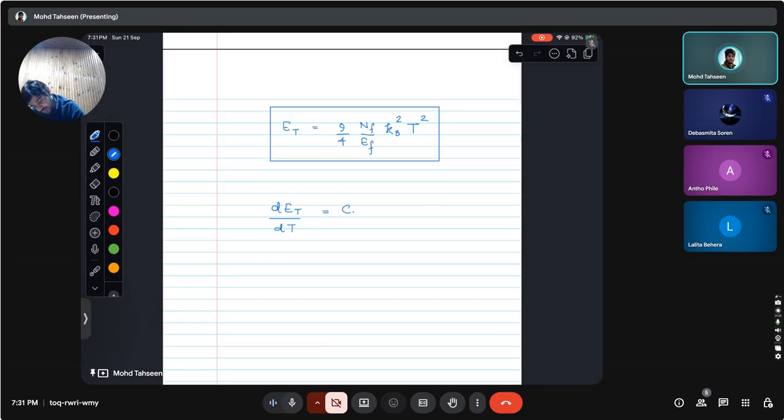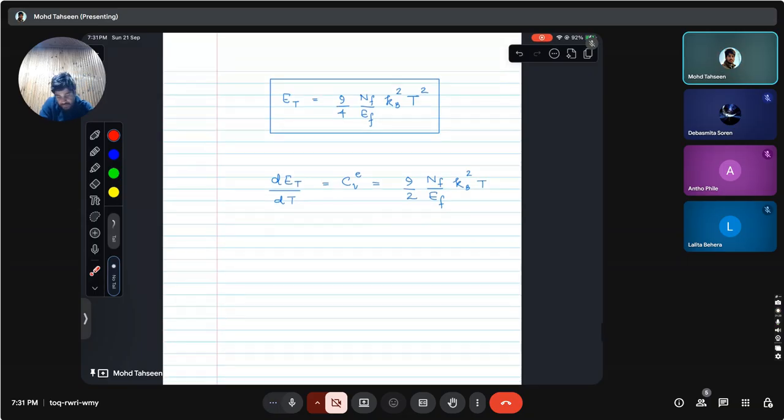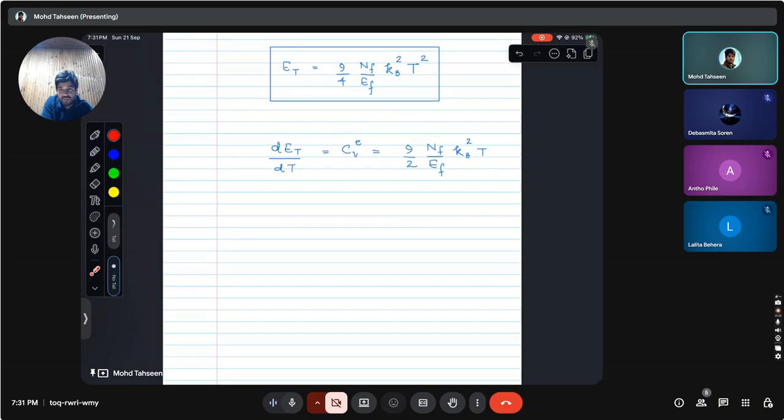So this quantity will be C_V^e, and this will be equal to 9/2 N_F/E_F k_B^2 T, right? We differentiate this, it will be 2T, 2 and 2 will go away. So this is the expression now for the electronic contribution of thermal conductivity.